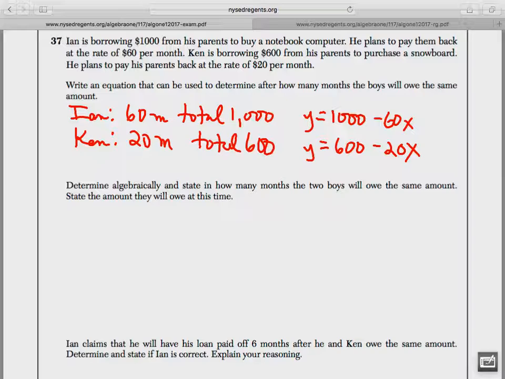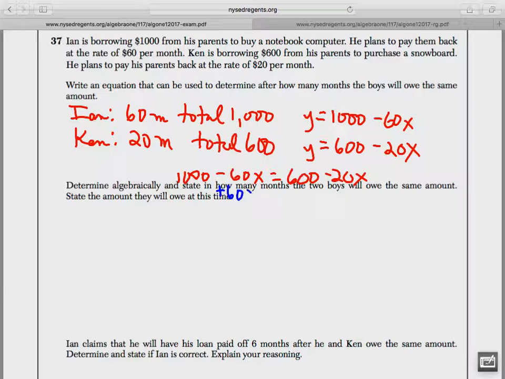Okay, so this and this have to be equal, so the equation would be 1,000 minus 60x has to equal 600 minus 20x. And then it says solve or determine algebraically, and algebraically is a very important word. If you don't do it algebraically, if you do it graphically or by trial and error, you wouldn't get the points.